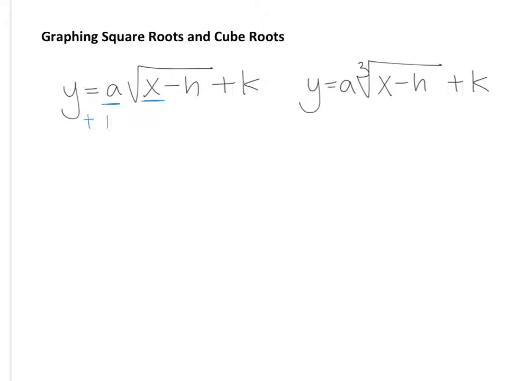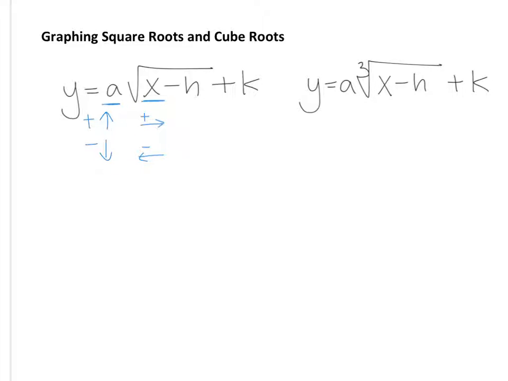If A is positive, the graph opens up. If A is negative, the graph goes down. And the X. If the X is positive, the arrow goes to the right. If the X is negative, then the graph goes to the left.